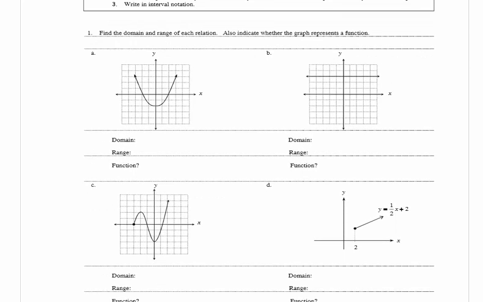So in 1 it says find the domain and range of each relation, also indicate whether the graph represents a function. So in A, we're going to start with the domain, and if we drew vertical lines, we would have vertical lines coming down to the x-axis and to the function. So underneath we have them going this way, and then above. But we have to remember that this relation has arrows on the end of the line, so this means that this function goes right and left to infinity.